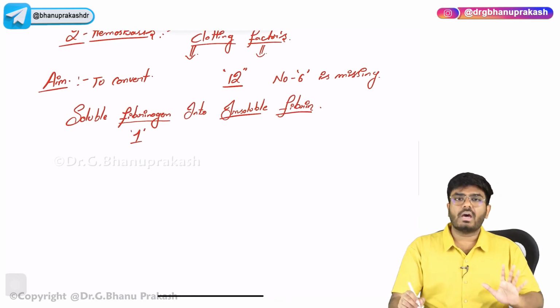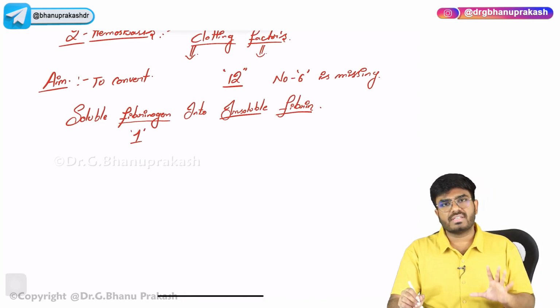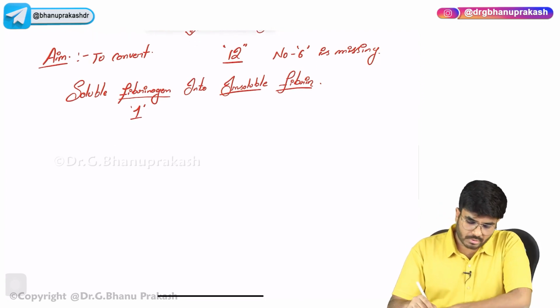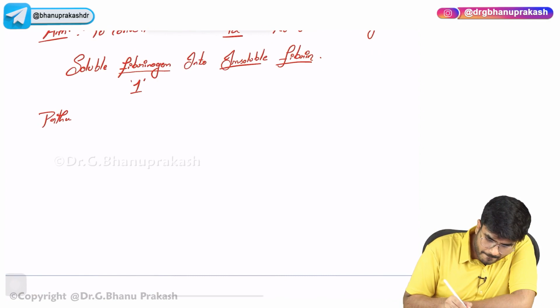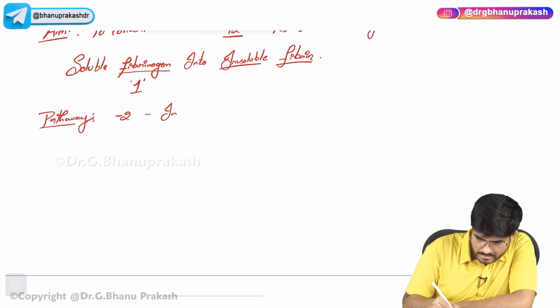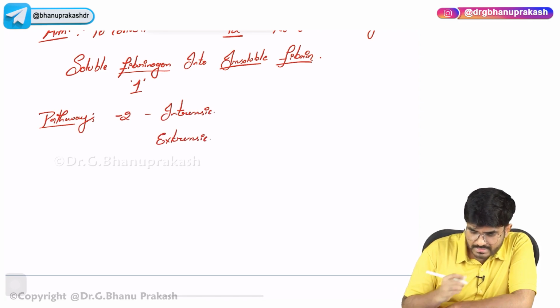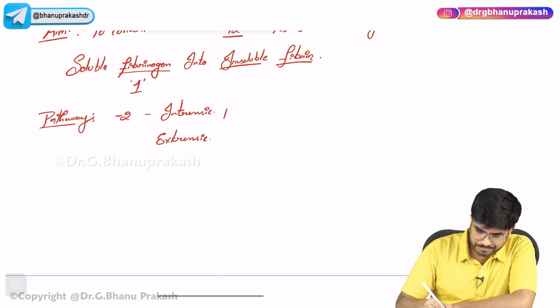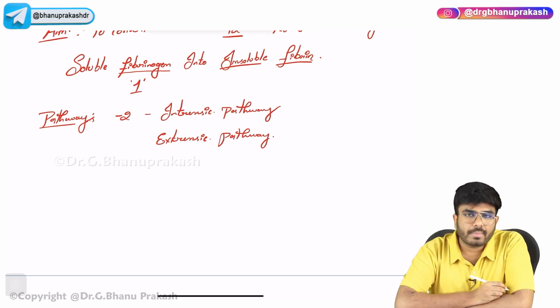So how will this occur? It happens in 2 pathways: the intrinsic pathway and the extrinsic pathway. So let me write the pathways. How many pathways are there? 2. What are they? Intrinsic and extrinsic.